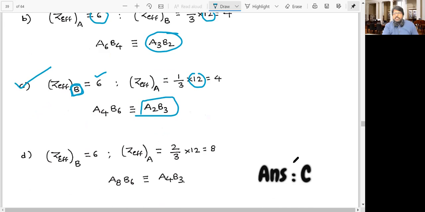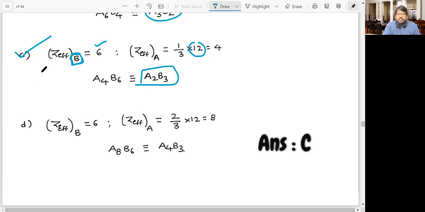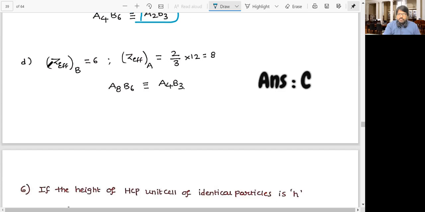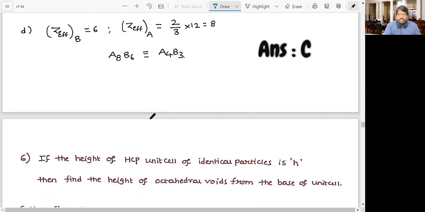And it is the previous mains question. So the answer is C, and it's a single answer. No need to try the fourth option, but for the practice sake, I wrote it there.